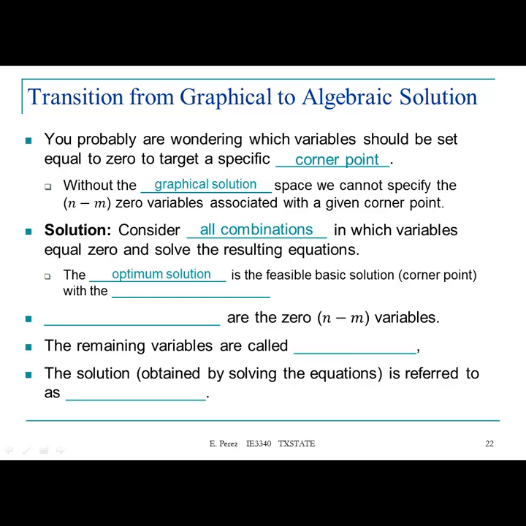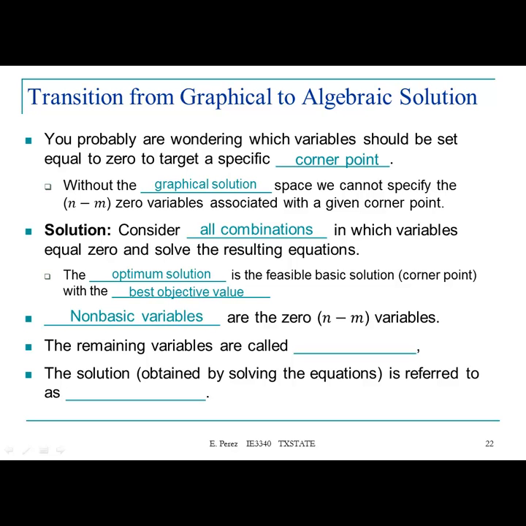The optimal solution is the feasible basic solution, or the corner point with the best objective value. So if you're maximizing, it's going to be the largest value. If you're minimizing, it's going to be the minimum or the smallest value.